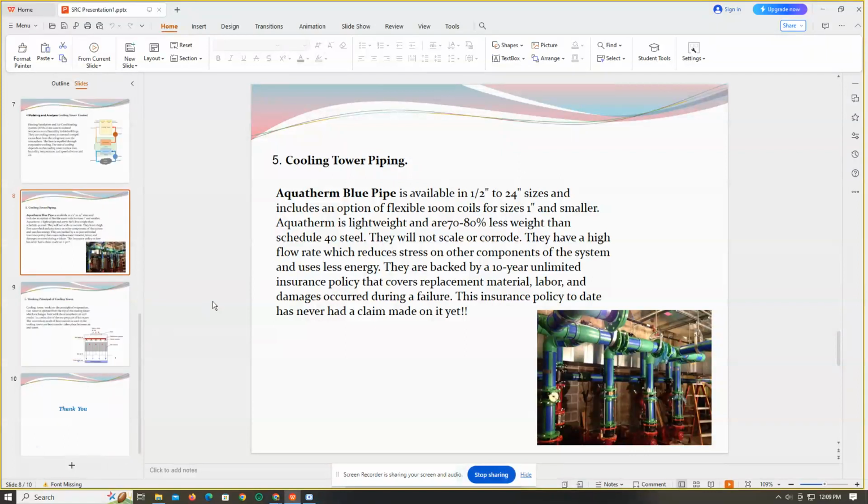They are backed by a 10-year unlimited insurance policy that covers replacement material, labor, and damage occurred during a failure. This insurance policy to date has never had a claim made on it yet.